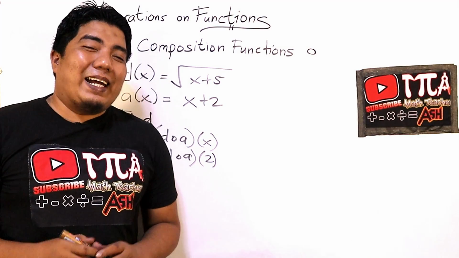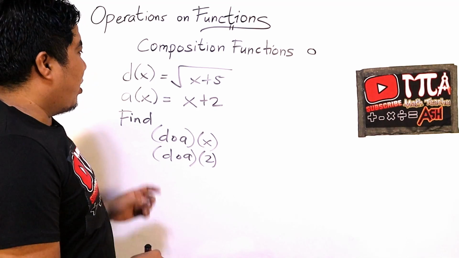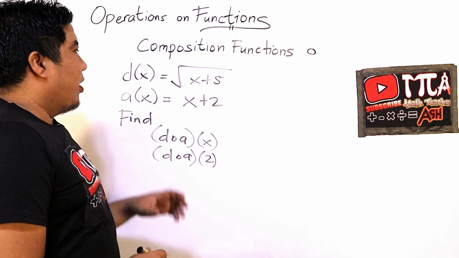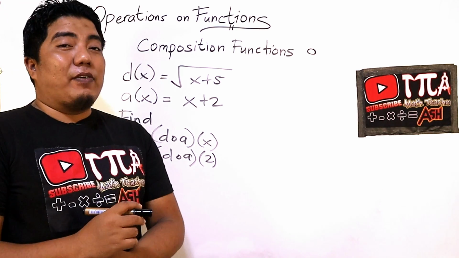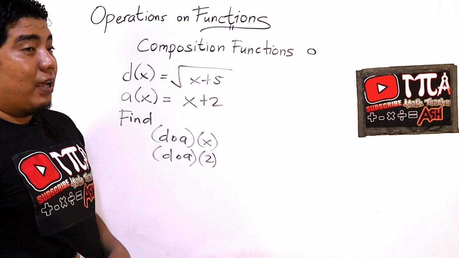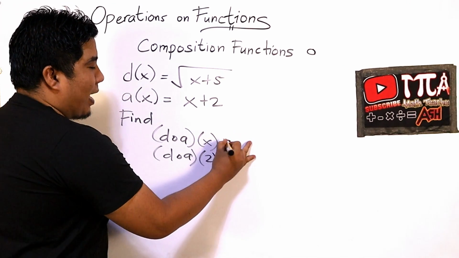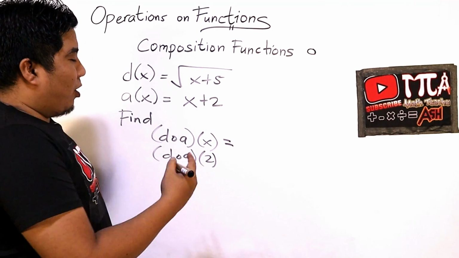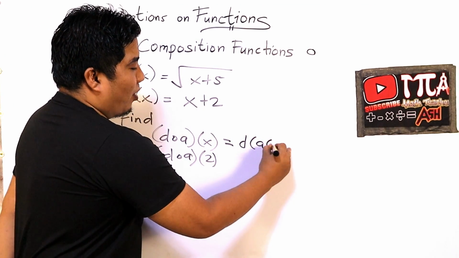Okay, math learners, we are here with our first set of examples. The two functions given are the d of x and the a of x. For the d of x, we have the square root of x plus 5, while the a of x is x plus 2. We are ought to find the function d of a of x. So how do we do this one? d of a of x.